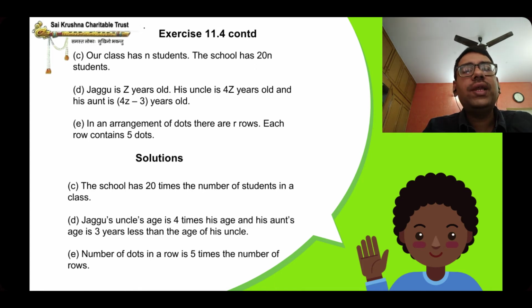Aunt is 4z minus 3 years old. That means the aunt is 3 years younger than the uncle. That is why I have used 4z minus 3.